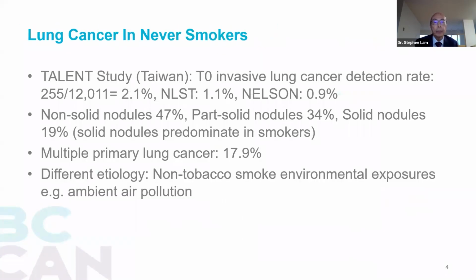Next slide, please. So this is a provocative study from Taiwan, the TALENT screening study, where they screened never smokers with a family history of lung cancer and some other risk factors. If you look at the baseline screen, even if we take away the adenocarcinoma in situ, the invasive lung cancer rate is 2.1%, which is higher than NLST or NELSON. I think more importantly, almost 80% of these lung nodules are subsolid nodules, which is the reverse of what we see in ever smokers.